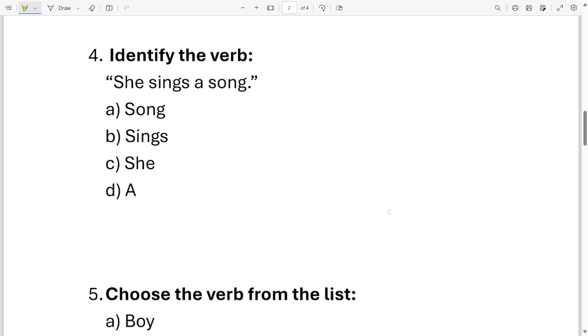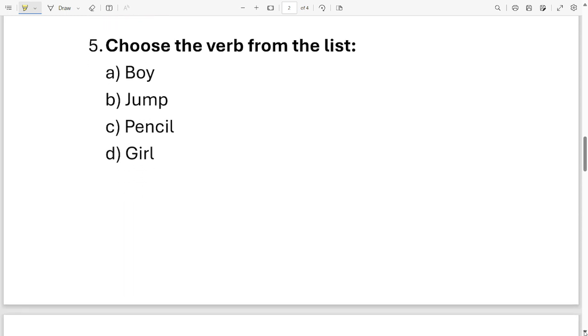Now the next question is, identify the verb. She sings a song. Can you identify the verb in this sentence? Your options are song, sing, she, a. Which is a verb out of these 4 options? It is option B, sings. Okay, let's move on to the next question.